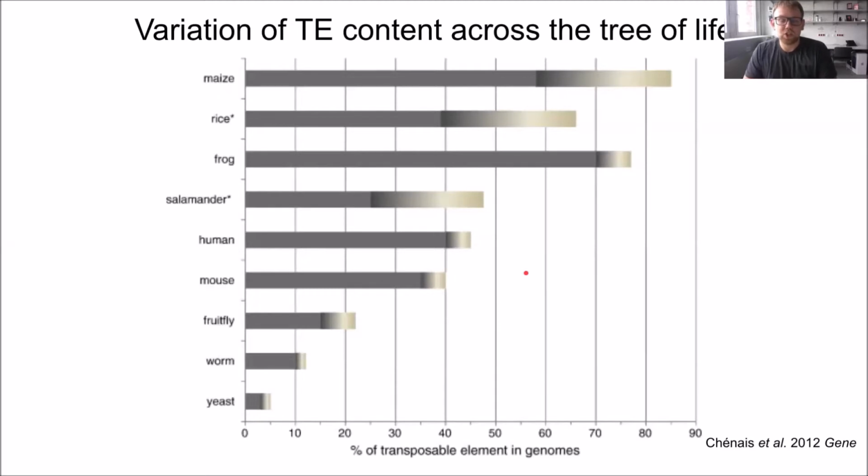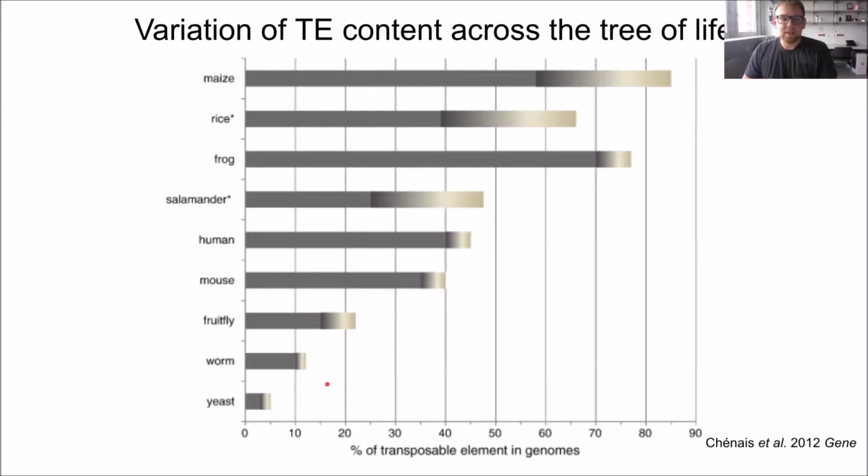short general background on TEs. Their contribution to genome size is substantial, and this also varies across species, ranging from yeast with about 5% transposable elements up to more than 80% in maize. There is a large variation in TE content.